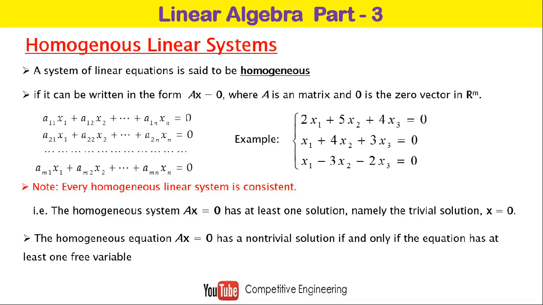Okay, here is an example for a homogeneous linear system. You can see that there will be a coefficient matrix and variable matrix, but on the right side the B matrix will be a null matrix. And every homogeneous linear system is always consistent, you should remember that.